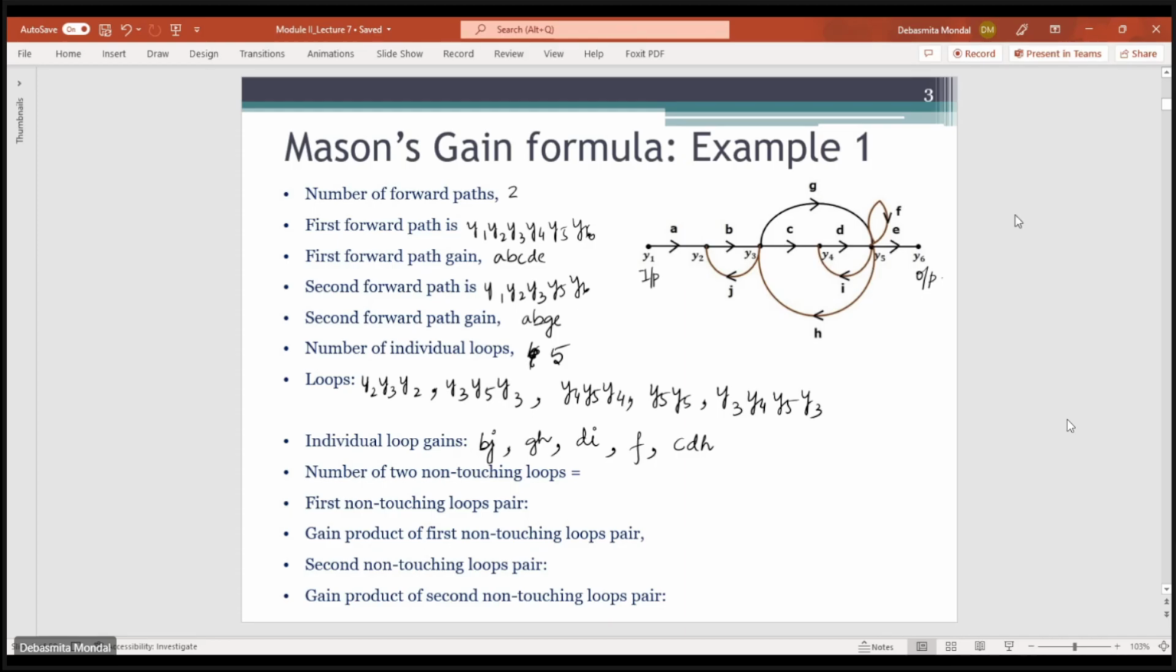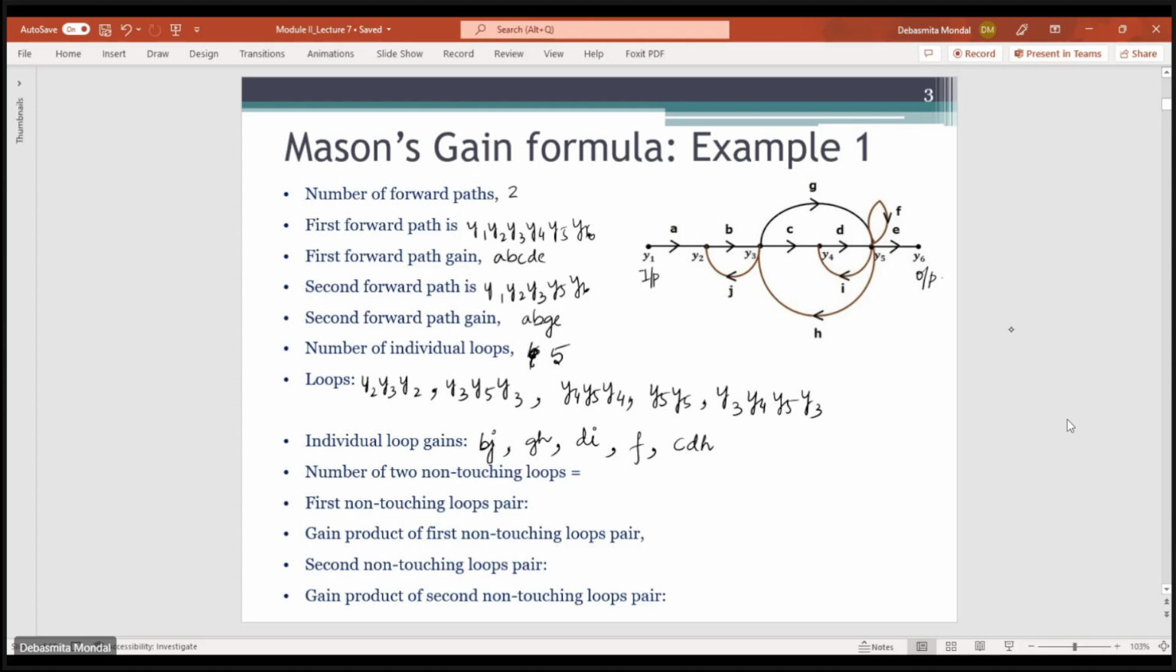This is a signal flow graph, let's say, which was provided to you. The first step for applying Mason's gain formula is to find out how many forward paths are present. Here you see that there were two forward paths. One was Y1, Y2, Y3, Y4, Y5, Y6. The other one was Y1, Y2, Y3 directly to Y5 and then Y6. So we had two forward paths.